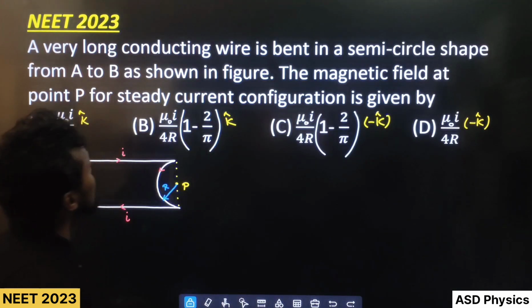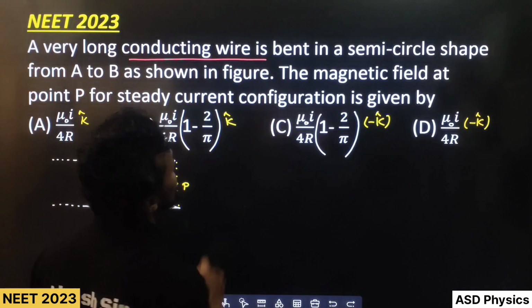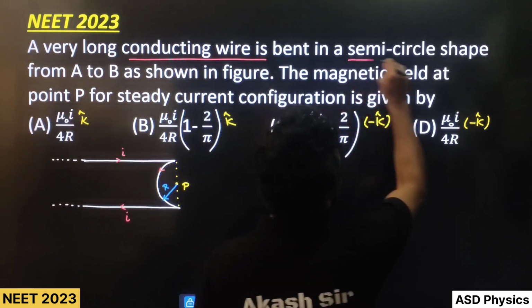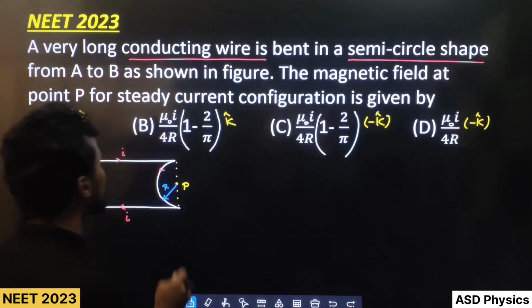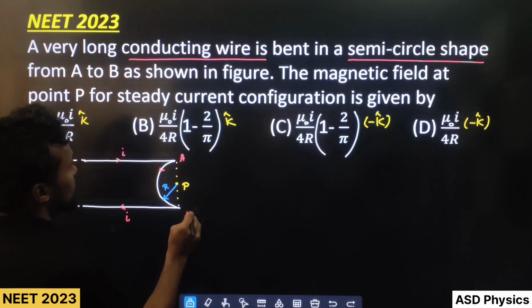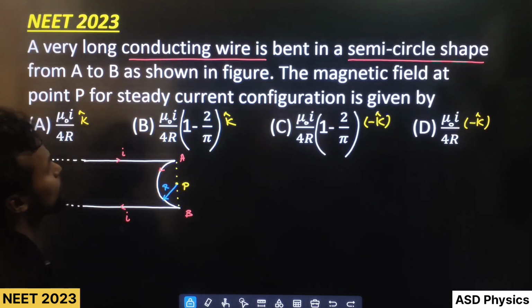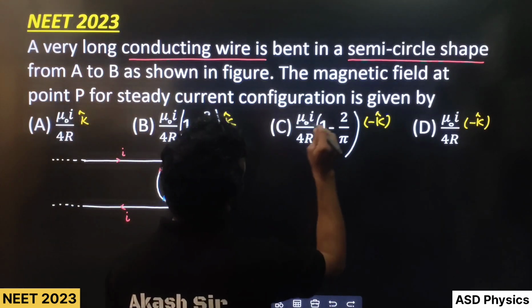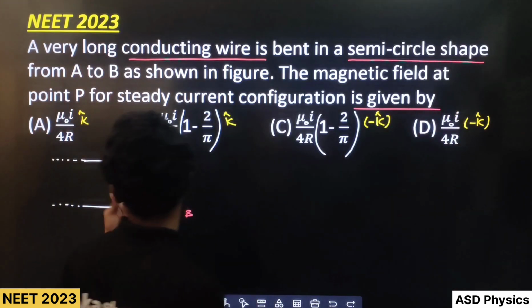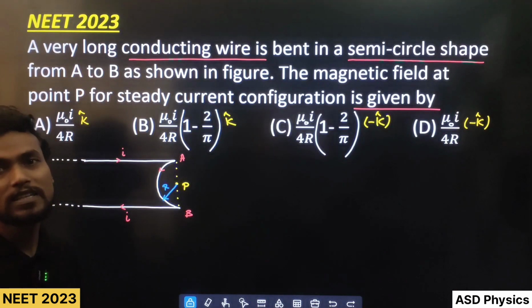So students, the question is: a very long conducting wire is bent in a semicircle shape from A to B, as shown in the figure. The magnetic field at point P for the steady current configuration is given by how much? And here how much current is flowing? Here the current is flowing I.